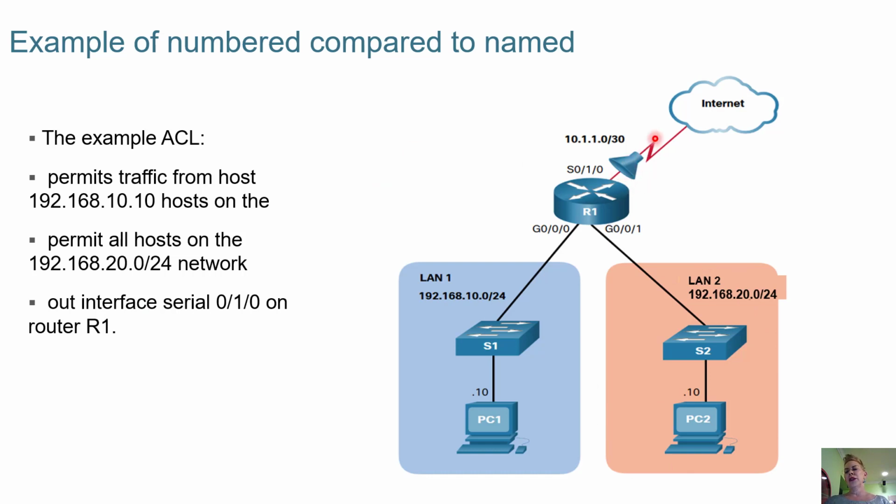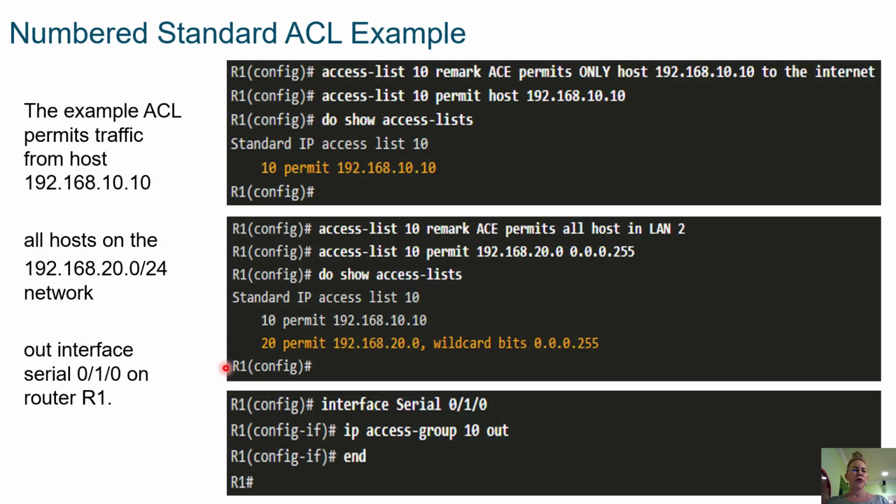And we're going to do this filtering out to the internet, okay? And what interface goes out to the internet? It's S0/1/0. So let's look at the numbered example first. In our numbered example, we are going to write access list 10. Notice here's my remark statement. This ACE, this access control entry, will permit only host 192.168.10.10 to the internet.